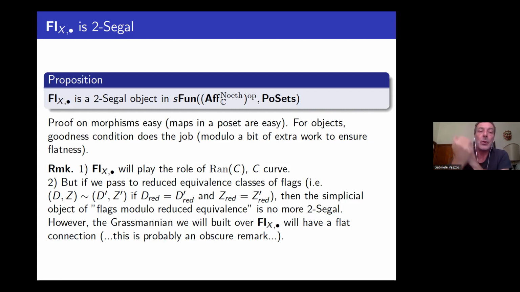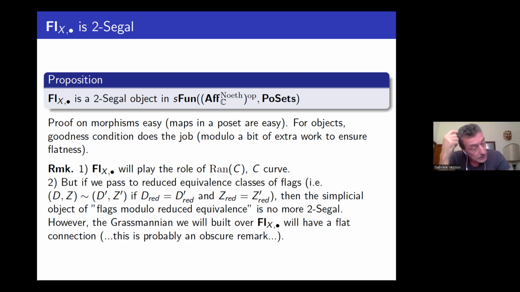About the proof: on morphisms, this thing is easy because there are maps of posets, so they are easy to handle. And for objects, the goodness condition basically ensures that it's true. You have to check some things, especially that flatness is preserved, but this can be done. So in our analogy, Flag X bullet, this simplicial object, will play the role of the Ran space of the curve, where X now is a surface.